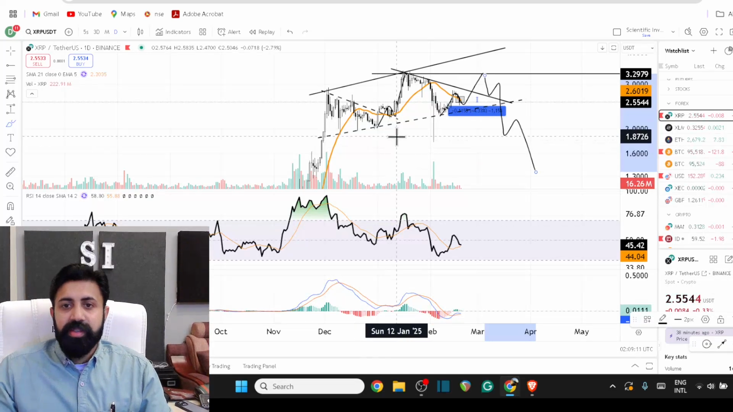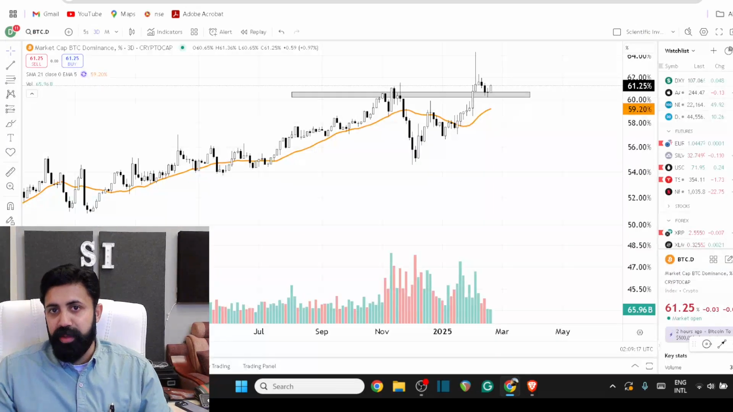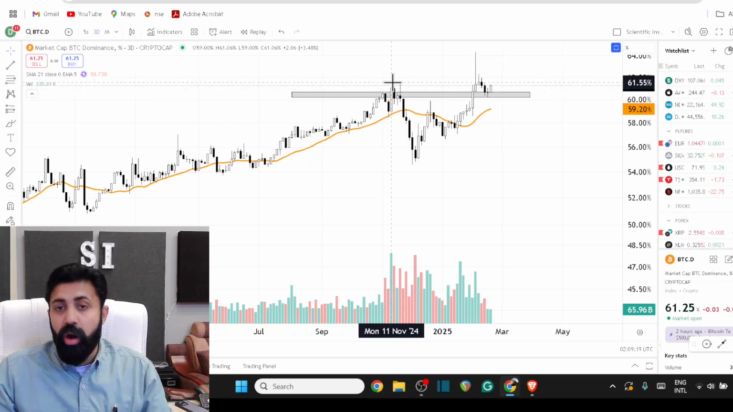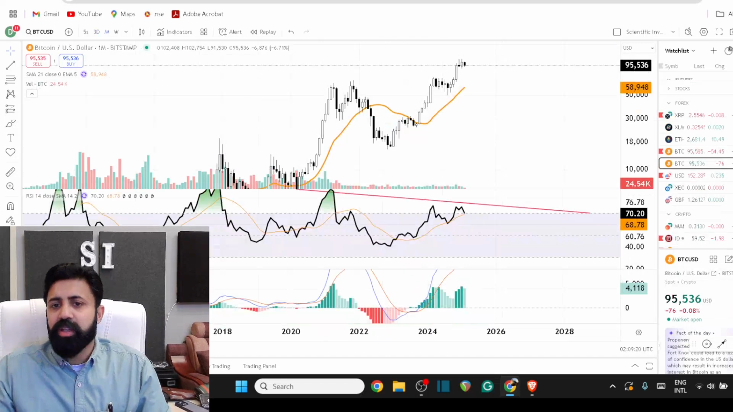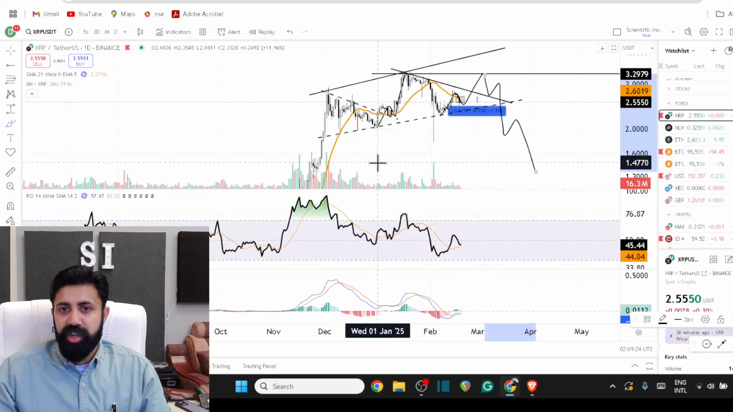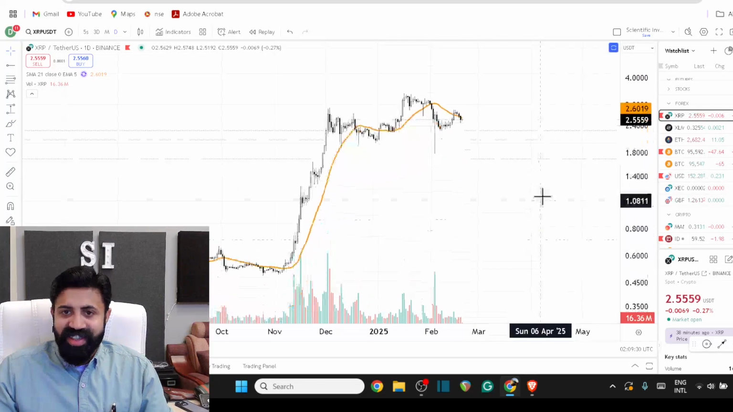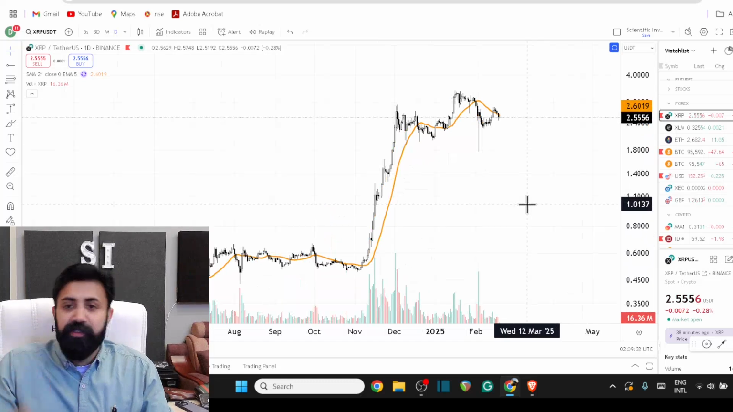So we start with XRP in here. We want to take a look at the general alt market, the Bitcoin dominance, and what that means for the alt market and Bitcoin for sure. Now you start with XRP. You're watching this kind of pattern. Now, if you zoom out, what will such a pattern signify?